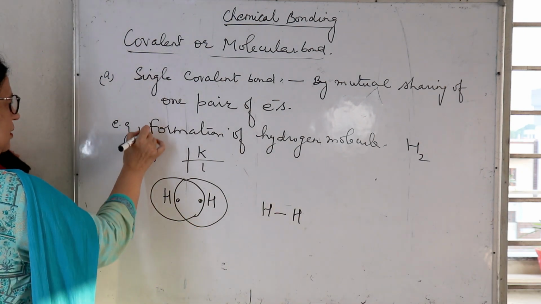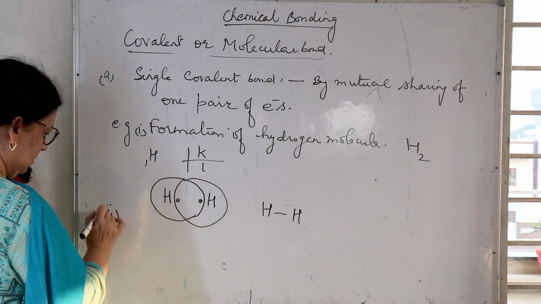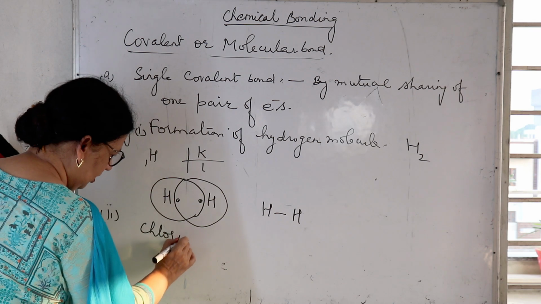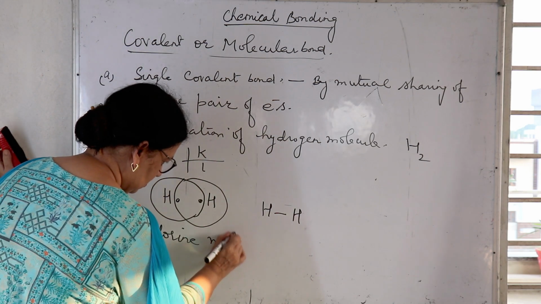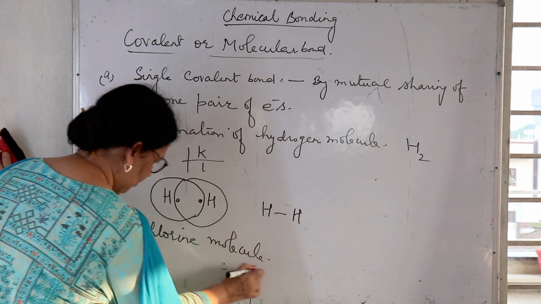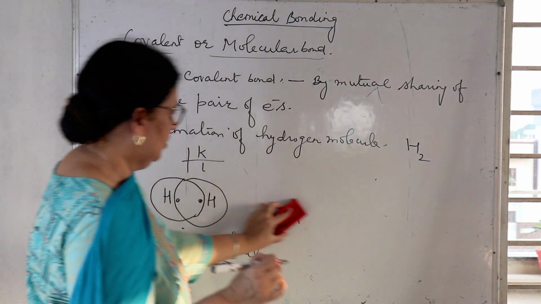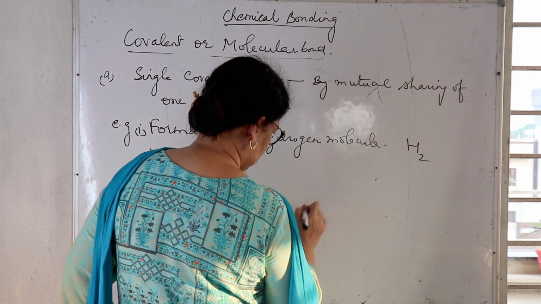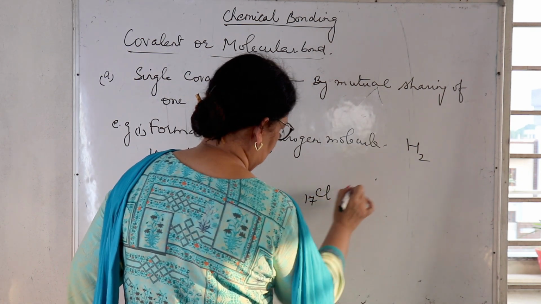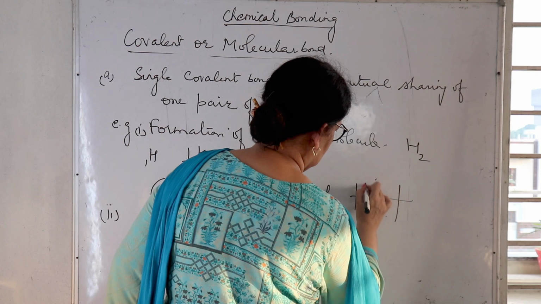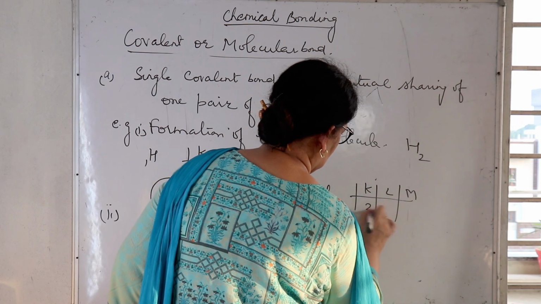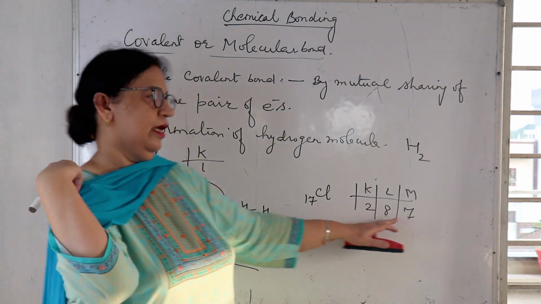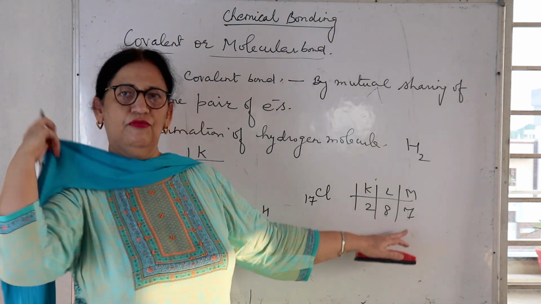Second example, that is formation of chlorine molecule. How this chlorine molecule is formed? Like chlorine is having atomic number 17. If we write the configuration, 2, 8 and 7, to complete the M shell, it needs only 1 electron.